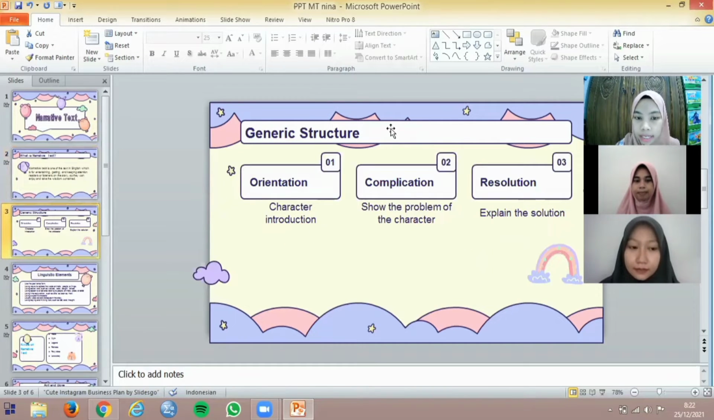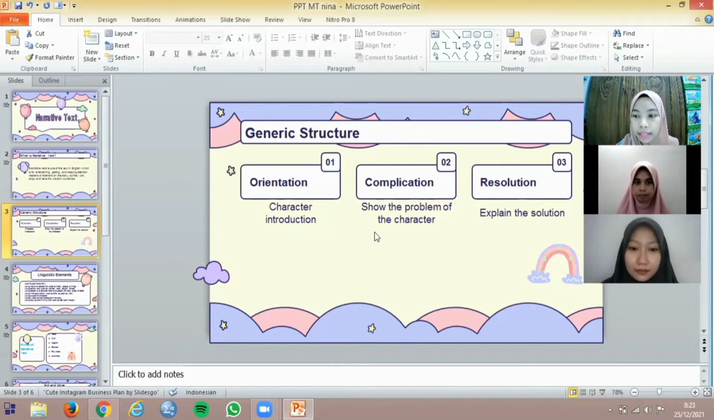The next explanation is about generic structure. So narrative text has three generic structures that you must know. The first one is orientation, the second one is complication, and the third is resolution. I will explain one by one, so please pay attention. The first one is orientation. What is orientation? Orientation is the beginning or introduction of the character and their characteristic in the story.